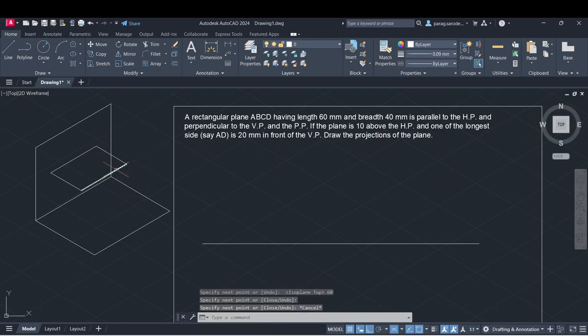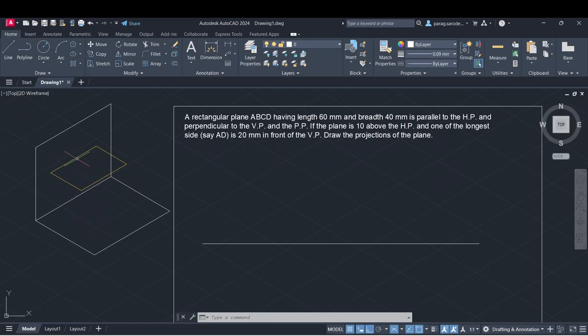Are you getting this? How it is placed? Yes, sir. So if you look at this diagram, this rectangular plane is parallel to the horizontal plane and perpendicular to the vertical plane. As well as it will be perpendicular to the profile plane, the plane which is perpendicular to this vertical as well as horizontal. Currently don't focus on this profile plane. Now what is mentioned next? If the plane is 10 mm above HP, what is the position of this plane? It is 10 mm above which plane? The horizontal plane.